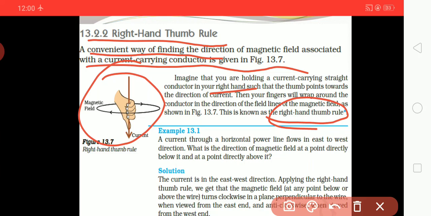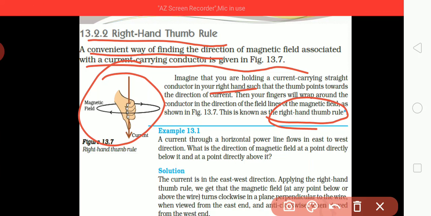The right hand thumb rule is important for investigating the direction of a magnetic field. If we know the current direction, then we can easily find the direction of the magnetic field by the right hand thumb rule.